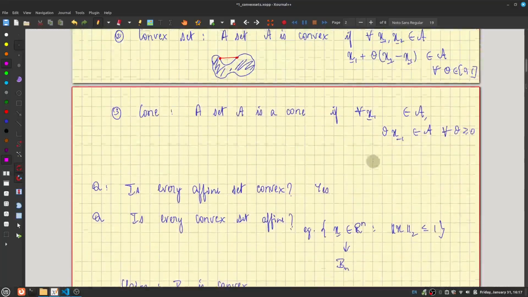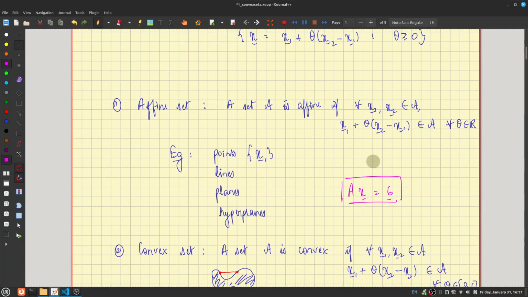But the coefficients also have to sum up to 1. I'm sorry? The coefficients should sum up to 1. Yes. But then the coefficients could be arbitrary real values.